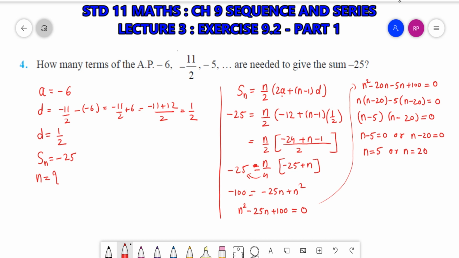So either 5 terms are required or 20 terms are required to give the sum minus 25. So the required terms is 5 or 20. Okay, so that was about question number 4. So just note it down.